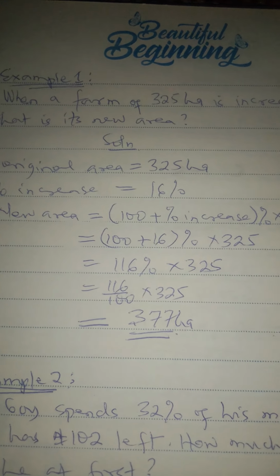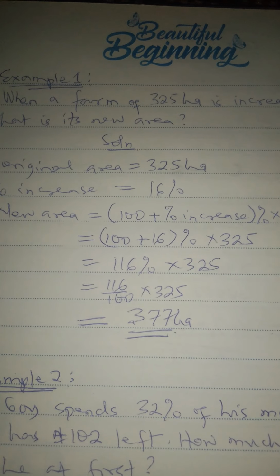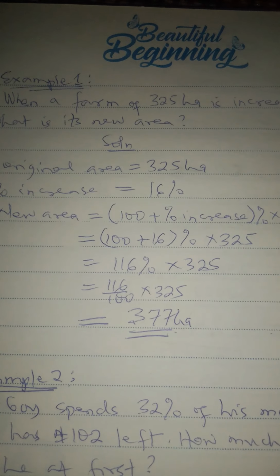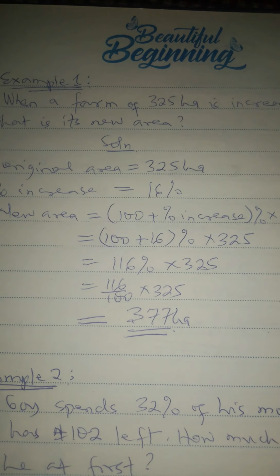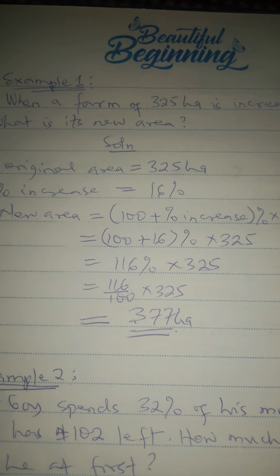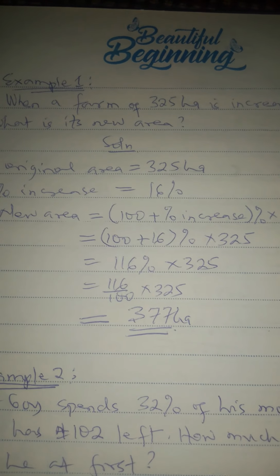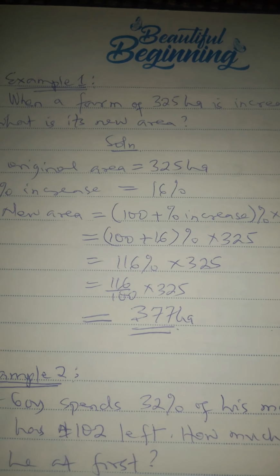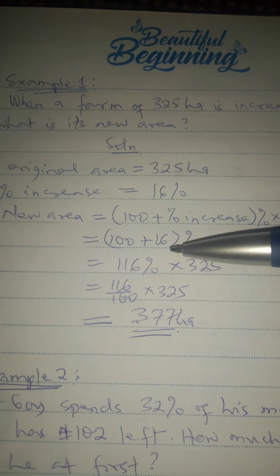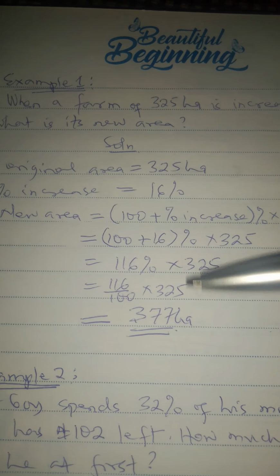When you put your 16 to replace the percentage increase, you have (100 plus 16)%. The old area is 325. That gives you 116% times 325, and that is 116 over 100 times 325, which will give you 377 acres. That's the new area. You can see this value is higher than your 325. That is an increase by 16%.